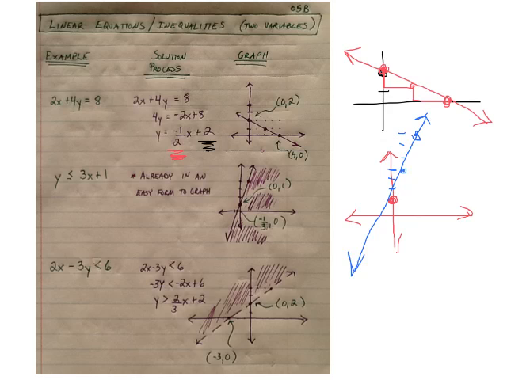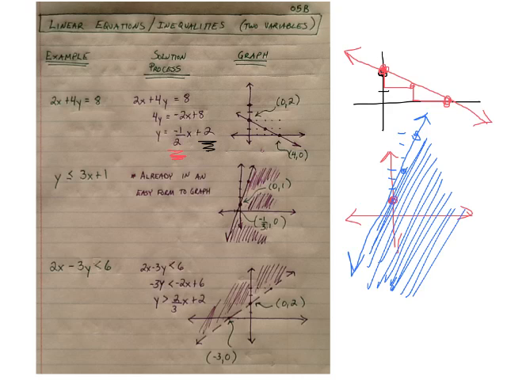Because it contains the equality, we have a solid line, and we want to shade less than, so anywhere where y is less than that line. So we're going to shade all of these spots underneath the line.